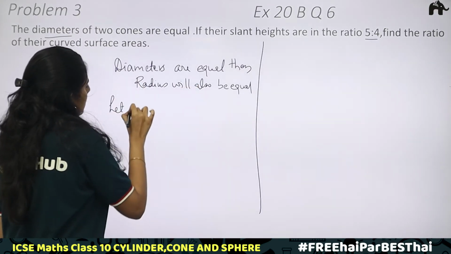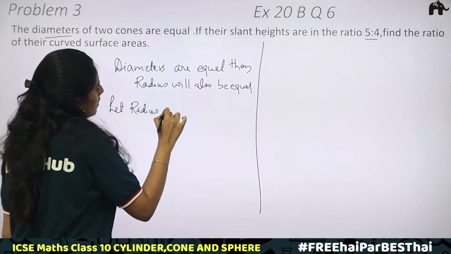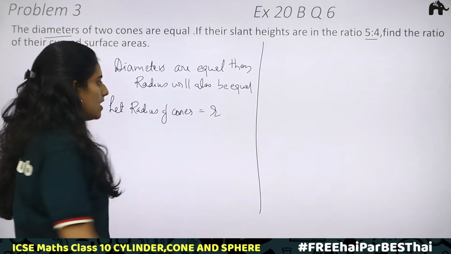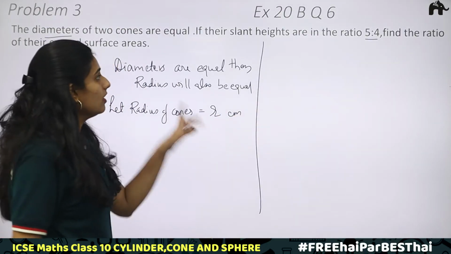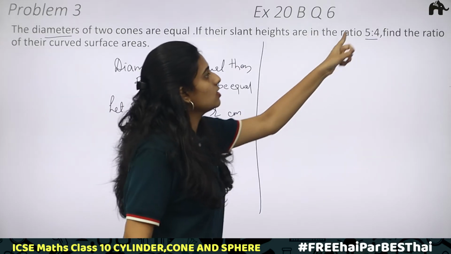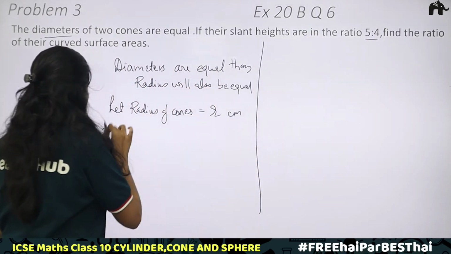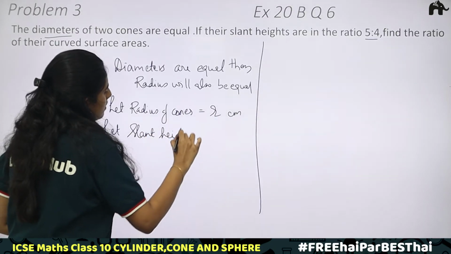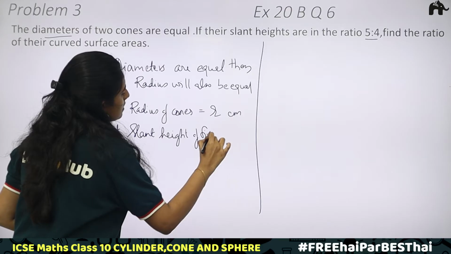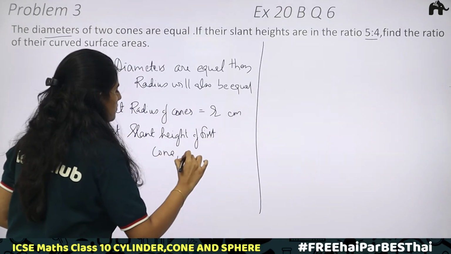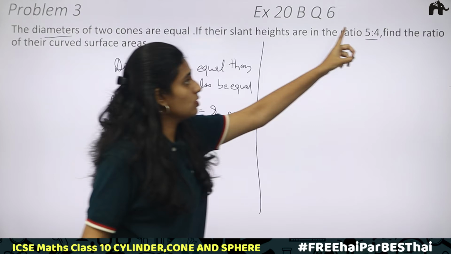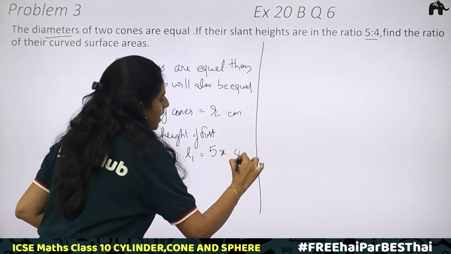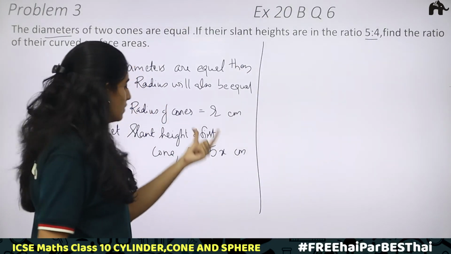Let radius of cones be equal to some r. We'll be taking it as r centimeter. Okay. What else is given? Slant heights are in the ratio 5:4. Let slant height of first cone L1 is equal to, given the ratio is 5:4, so we can take it as 5x. 5x centimeter is the slant height of first cone.